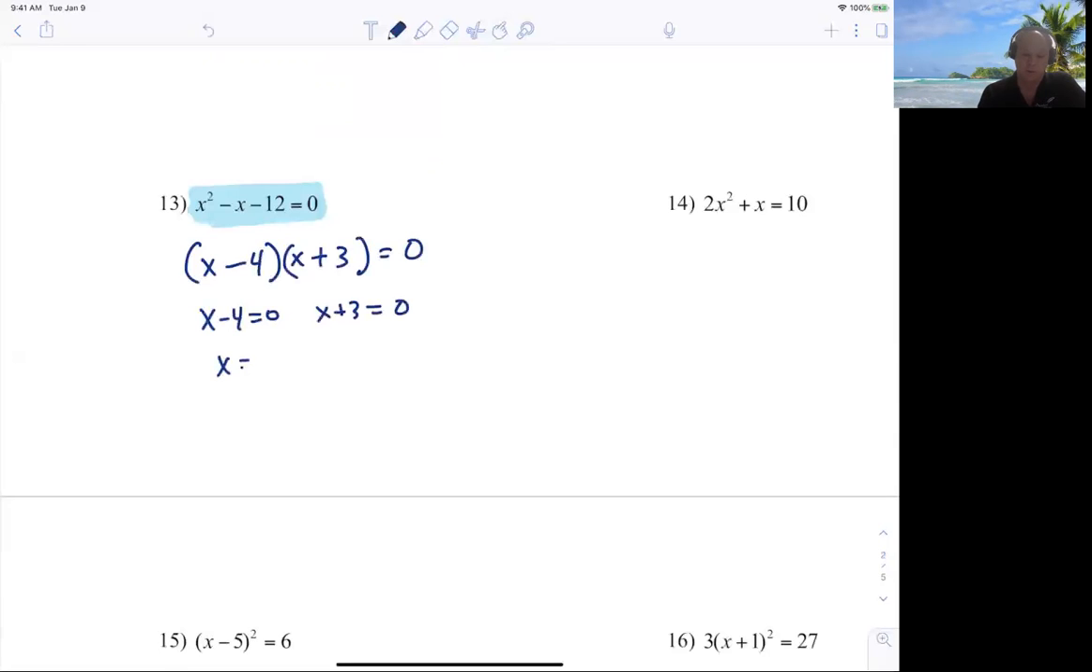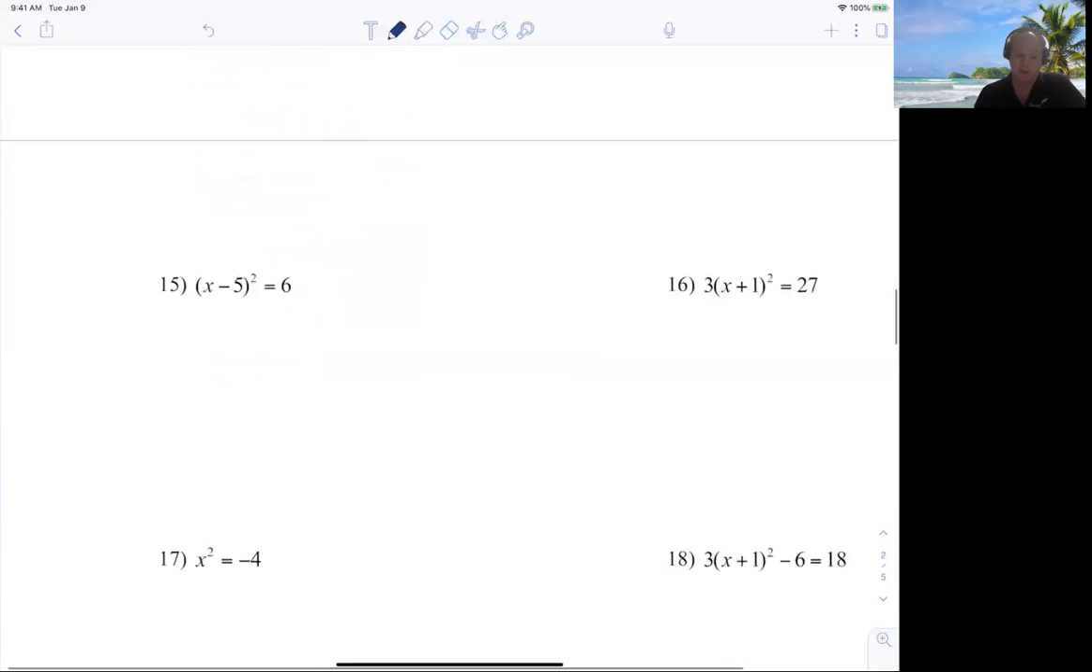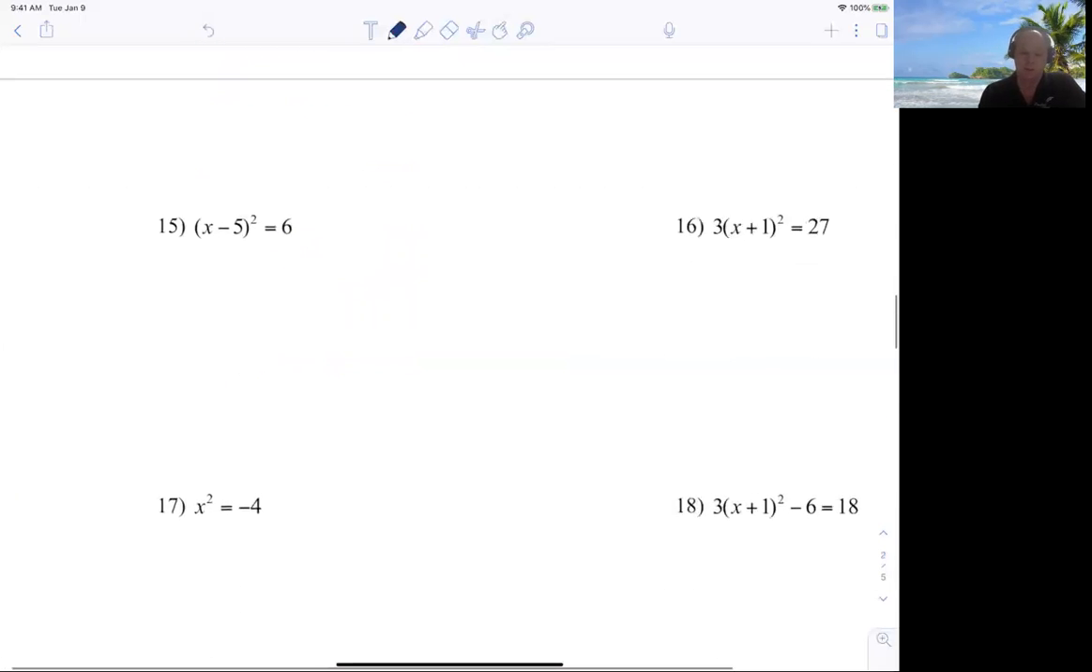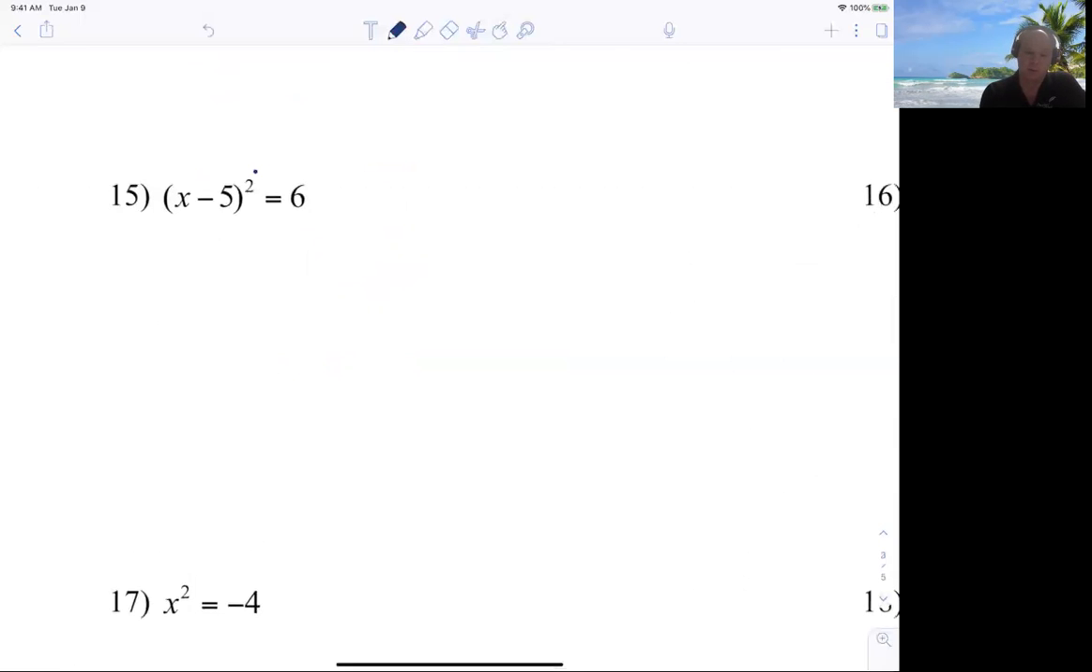So x is equal to 4, or x equals -3. Okay? Now what? All right, let's check out number 5. Once again, I have a single square term. How do we undo a square? We take the square root of both sides.